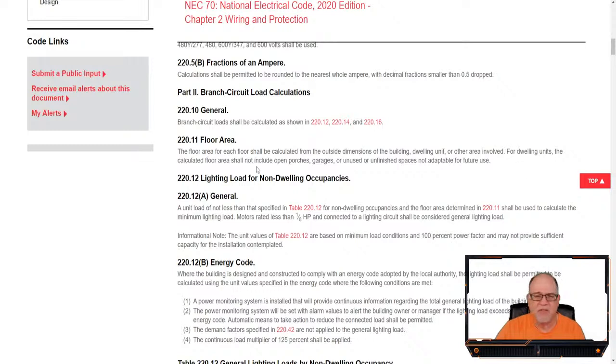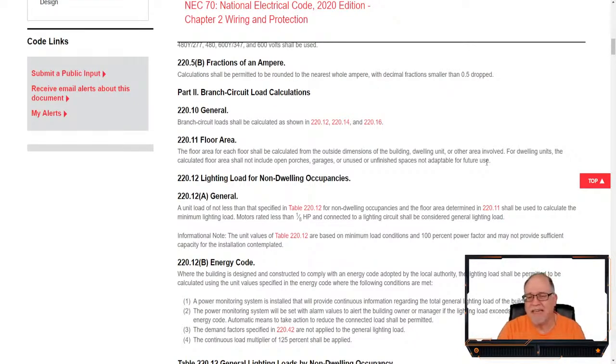It says for dwelling units, the calculated floor area shall not include open porches, garages, or unused or unfinished spaces that are not adaptable for future use. An unfinished basement, you would add that floor area because that is obviously unfinished space, but it is adaptable for future use. So you have to account for that floor area. That way, when somebody does finish off the basement, for example, the general use receptacles and general use lighting are already covered. You don't have to add anything else for those. Okay, so they're already in there.